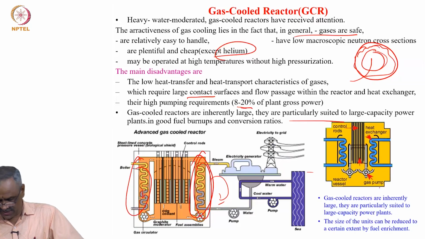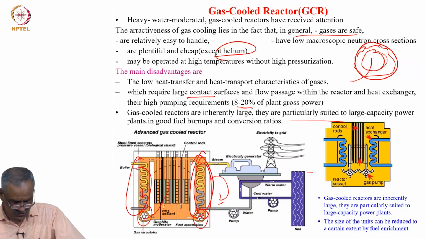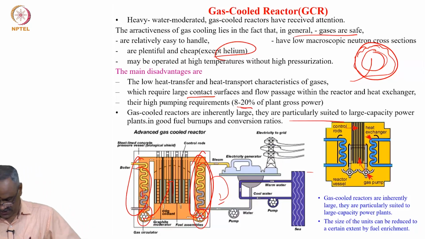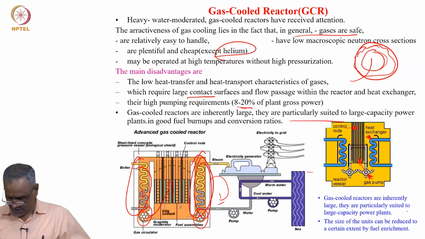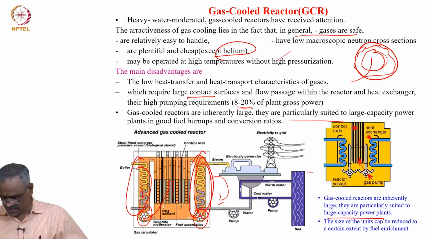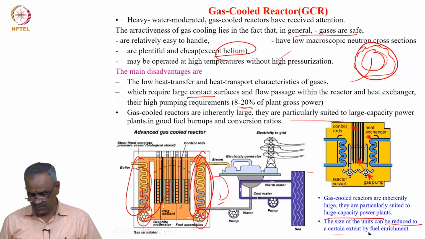So, here you can see the gas; there are two pumps to circulate gas. CO2 is pushed into the reactor here, and then goes to the heat exchanger, and these are control rods here. The gas cooled reactors are inherently very large, and they are particularly suited for large capacity, which we have already discussed, and the size of this can be reduced to a certain extent by fuel enrichment.